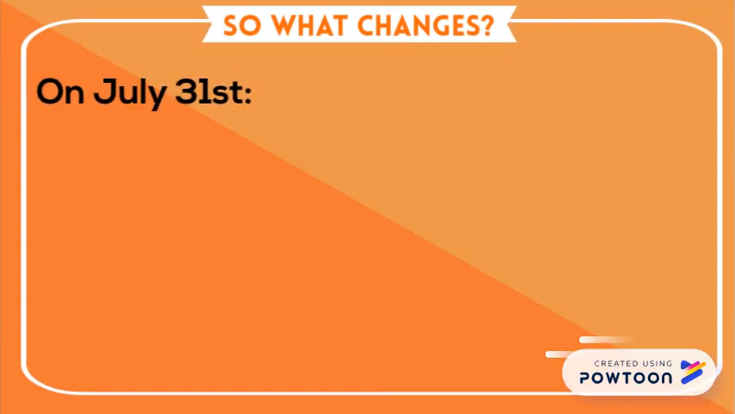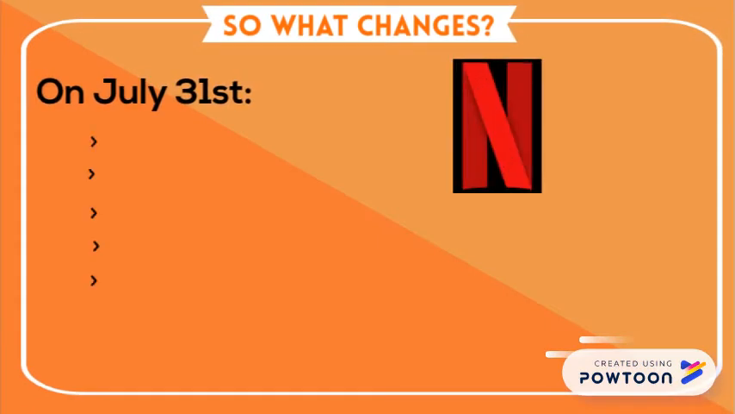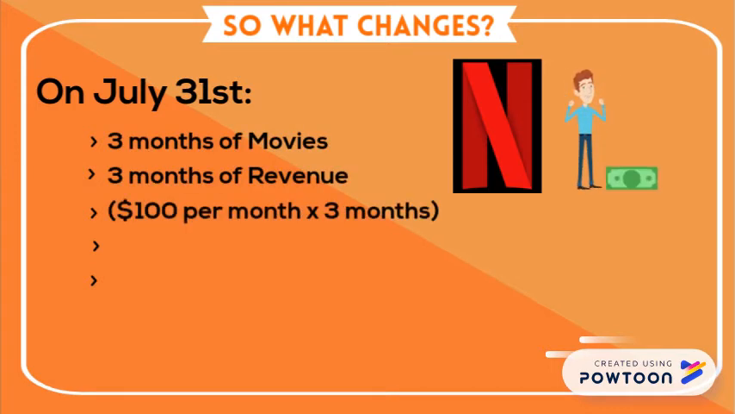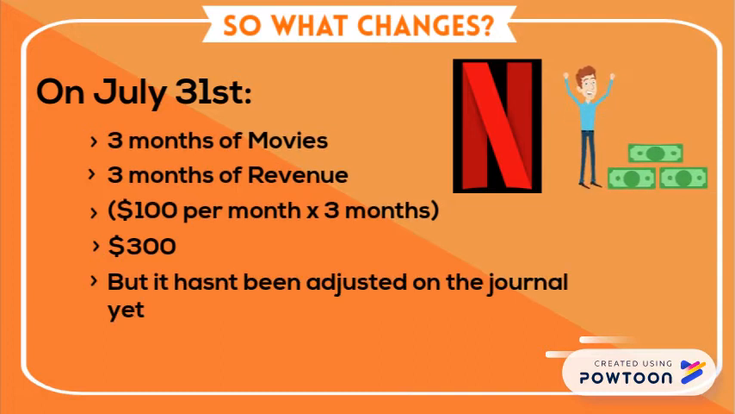On July 31st, Netflix prepares financial statements. As of this date, Netflix has provided 3 months of movies and has therefore earned 3 months of revenue or $300. Because the accounting system does not yet reflect this earned revenue, the following adjusted entry should be made on July 31st.